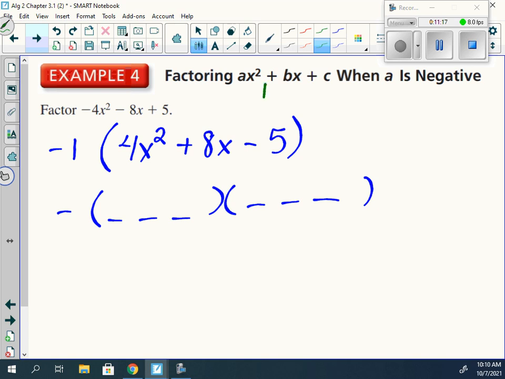So to find the signs, we look at the third term. Since it's negative, the signs are opposite, because if the third term is positive, the signs are the same and they match the sign of the middle term. If the third term is negative, like it is here, the signs are opposite.